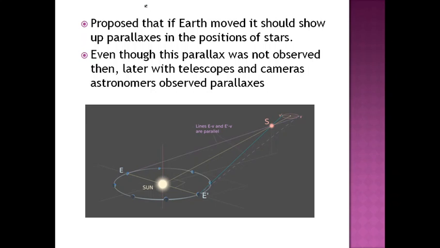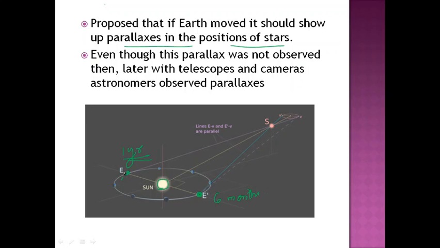Now the Copernican model proposed that if Earth moved, it should show us parallaxes in the positions of the stars. For example, if the sun is at the center and the Earth is moving around the sun, we know the period of revolution of Earth is 1 year. It takes 1 year for Earth to complete one full circle. So for the Earth to reach the other point of this circle, it will take 6 months.